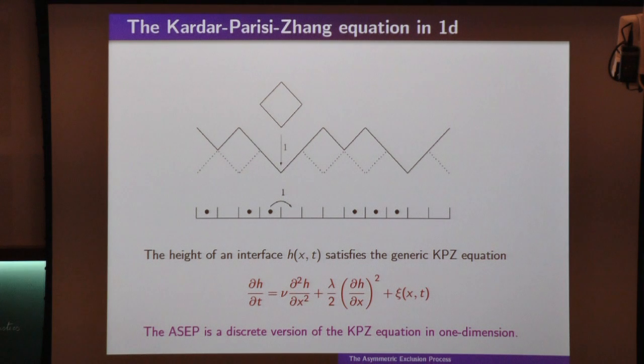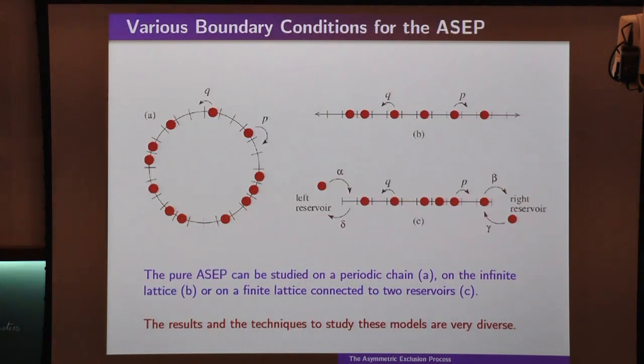Okay? And of course, nice relation with KPZ, which is somehow the most dear to all of us. I mean, ASEP in our community is important because it's a discrete version of KPZ. And the thing I wanted to tell you is that whether you consider ASEP on a closed ring with asymmetric jumps, or on an infinite system, or a finite system with reservoirs, all these three problems, although they all talk about ASEP, are very different and require extremely different techniques to be studied. Okay?